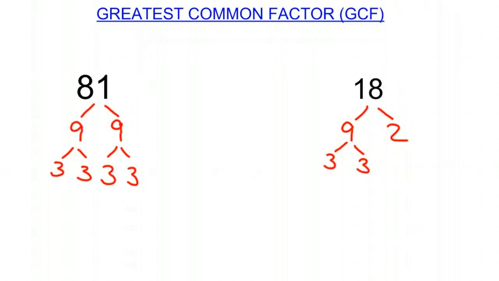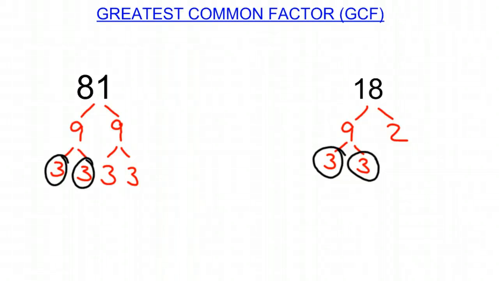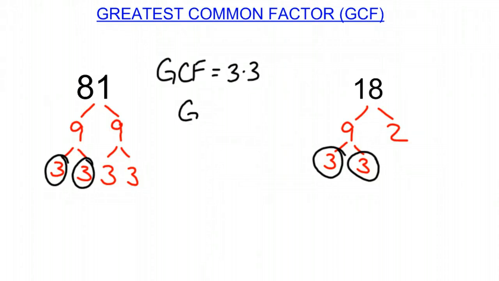Now they both have a 3 in common. They both have another 3 in common, and that's it. So the greatest common factor between 81 and 18 is going to be 3 times 3, or the greatest common factor will be 9.